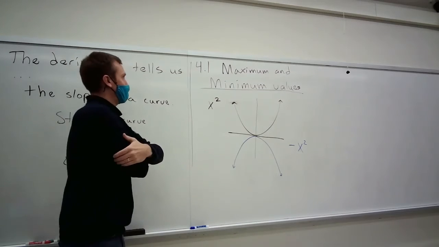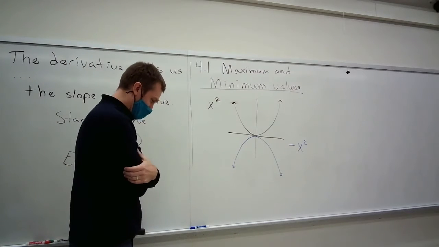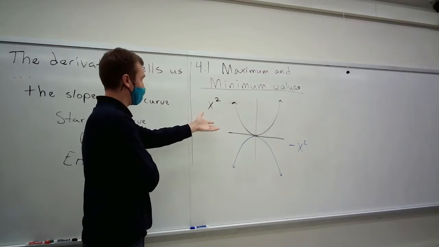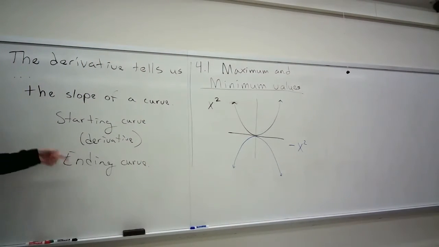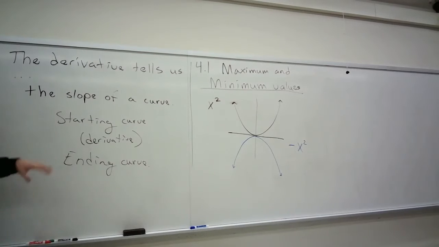There we go, 4.1, maximum and minimum values. So these functions might represent something, position, velocity, acceleration, at which point the derivative tells us different things depending on which thing we start with. Keep that in mind.